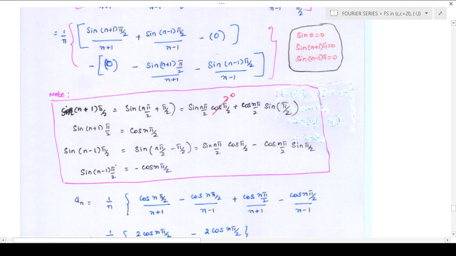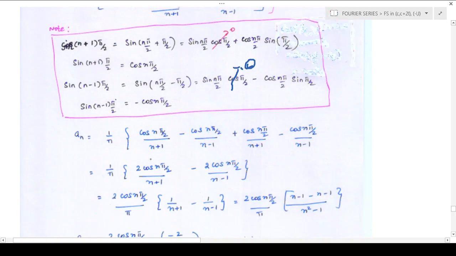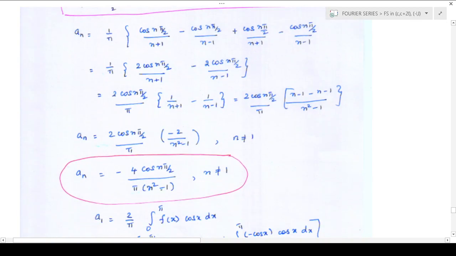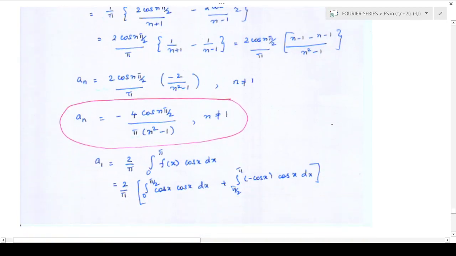You take sin (n minus 1) into pi by 2. Multiply inside by pi by 2. You will be having sin of (a minus b): sin a cos b minus cos a sin b. Again sin pi by 2 is 1. Cos pi by 2 is 0. This is 0, children. This is 0. So you will be getting only minus cos n pi by 2. Substitute here. Simplify. You will be getting like this. Right? You will be getting like this.